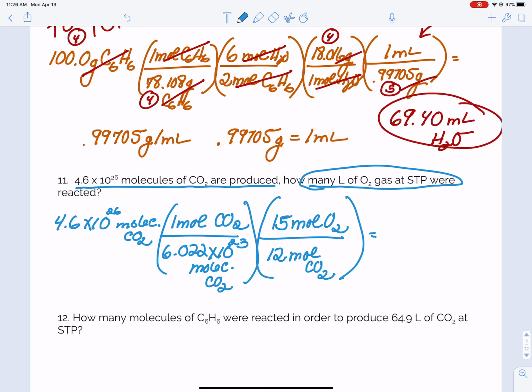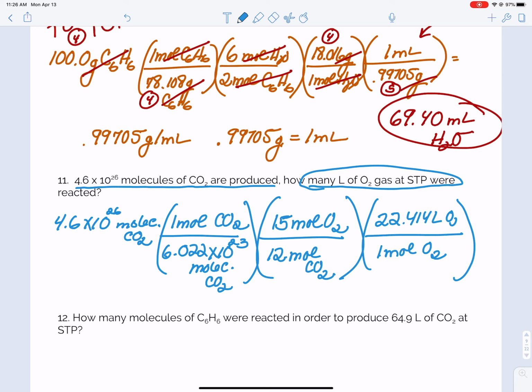Remember, the only time we are using those coefficients from the balanced chemical equation is in a parenthesis that is mole over mole, when we make that leap in the middle from moles of known to moles of unknown. Oops, I didn't really need to put an equal sign there because I didn't finish the question. The question says how many liters of oxygen gas were reacted. If I stopped right there, I would end with moles of oxygen gas, but of course I want to go to liters.